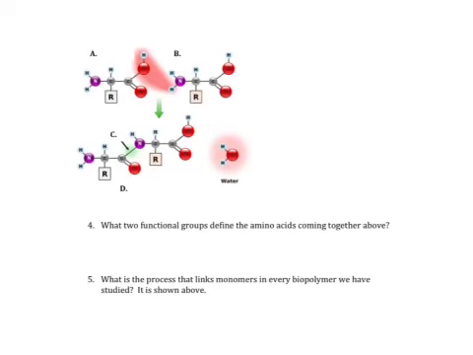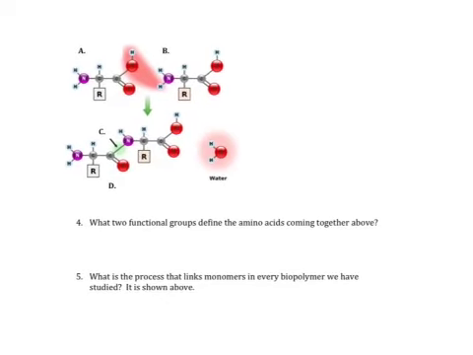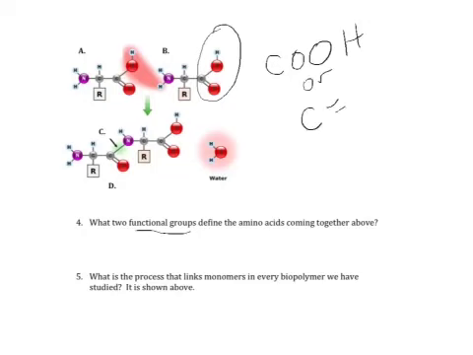Okay, the next question is asking something very simple, and that's something that you should definitely know, which is what are the functional groups that are involved in these reactions that you see above. And the functional groups are those that I asked you to memorize several times. This here is your carboxyl group. That's COOH, or C double bond O, single bond O, H.